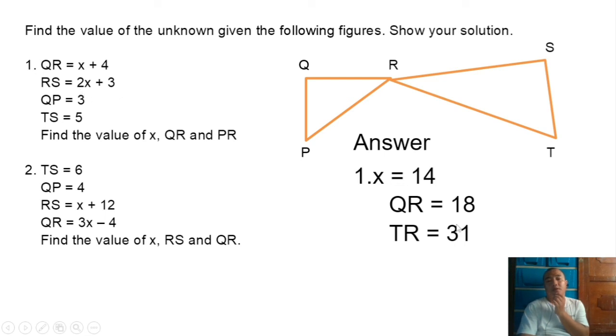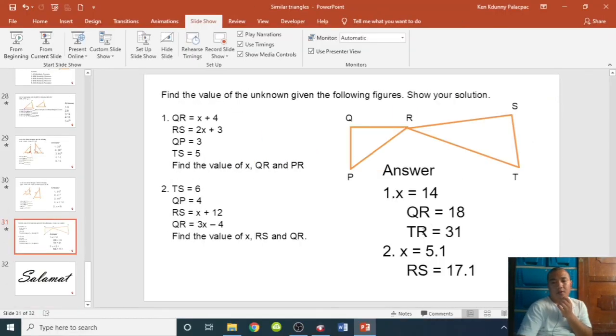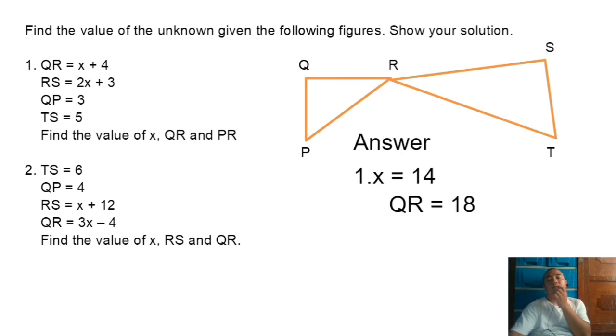This should be RS. RS, not TR. RS is 31. Yes. Because 28 plus 3 is 31.